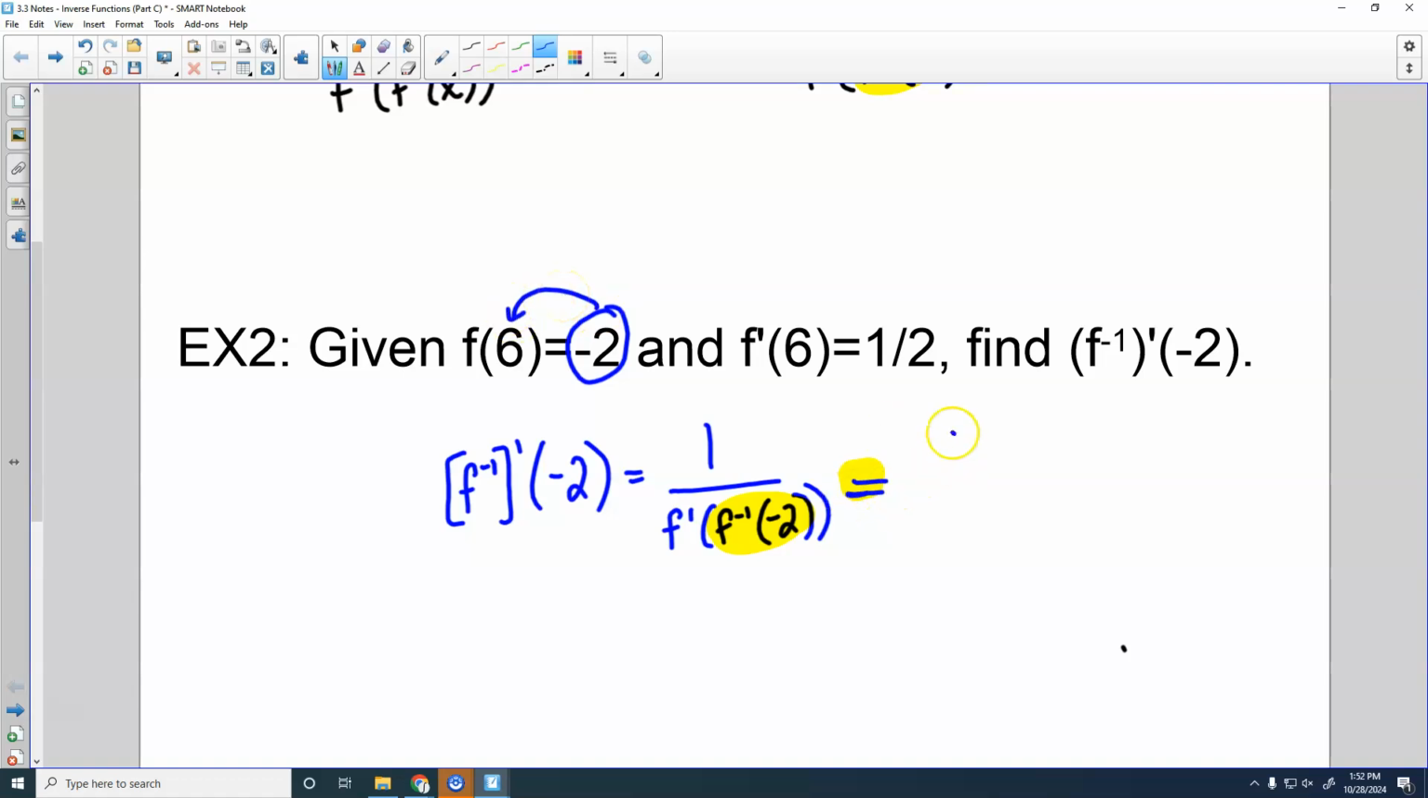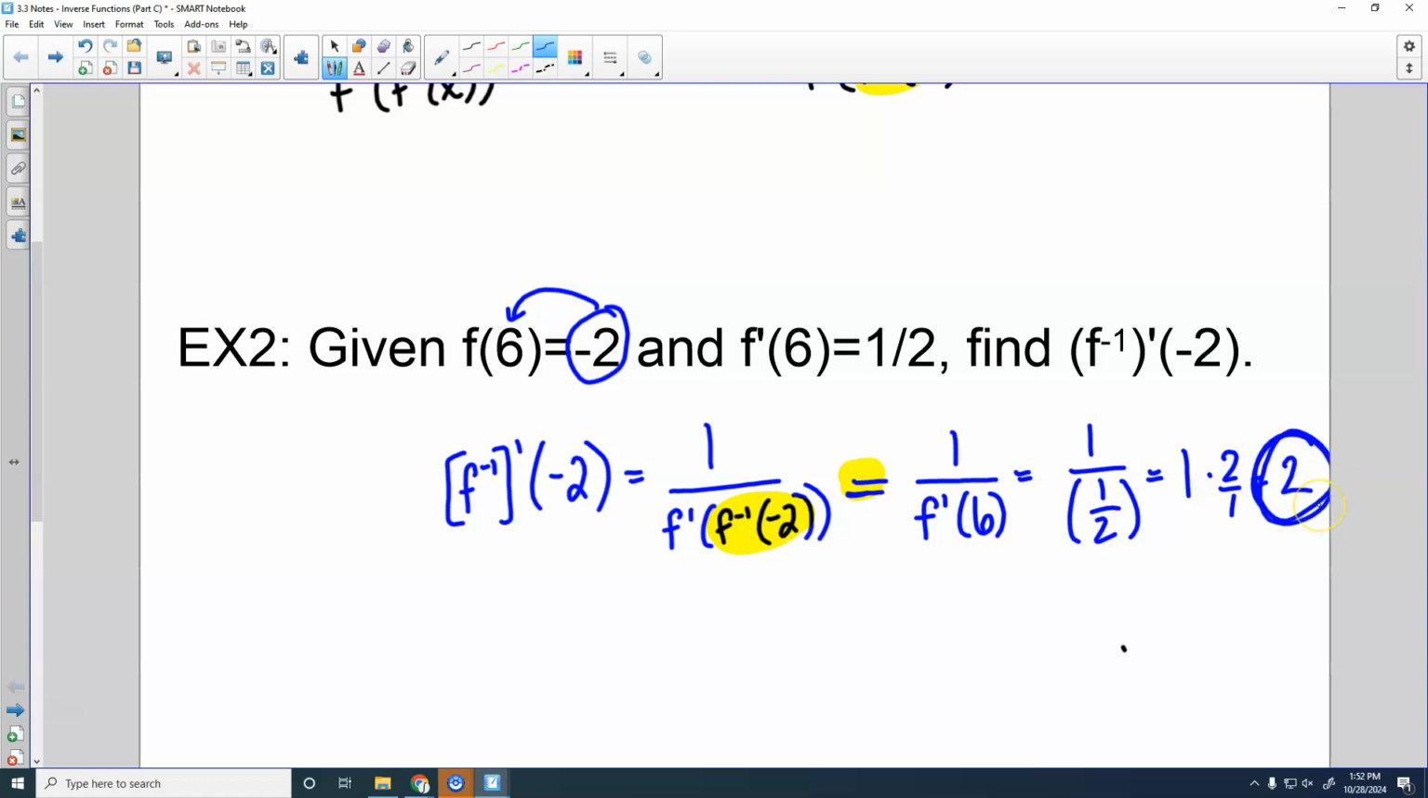So we got 1 over f prime of 6, and then what is f prime of 6? 1/2. They're not going to leave it like that, but dividing fractions is easy as pie. Flip the second and multiply, and you should just get 2 for your answer there.